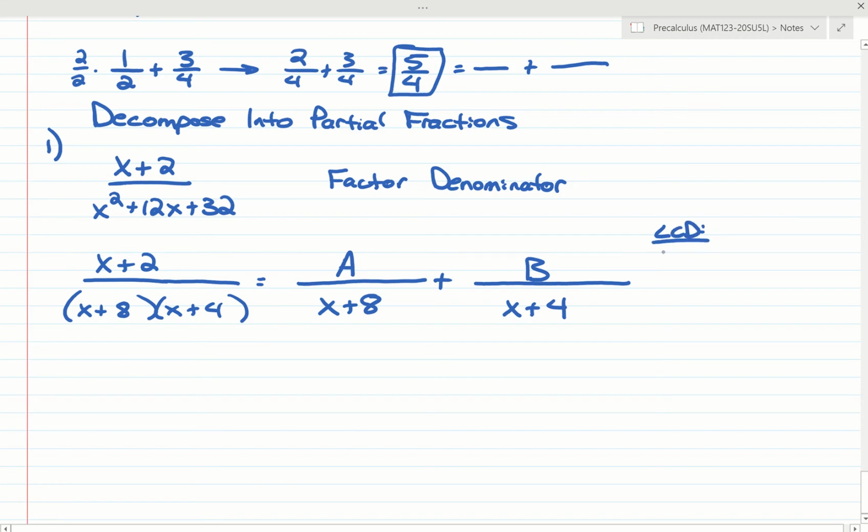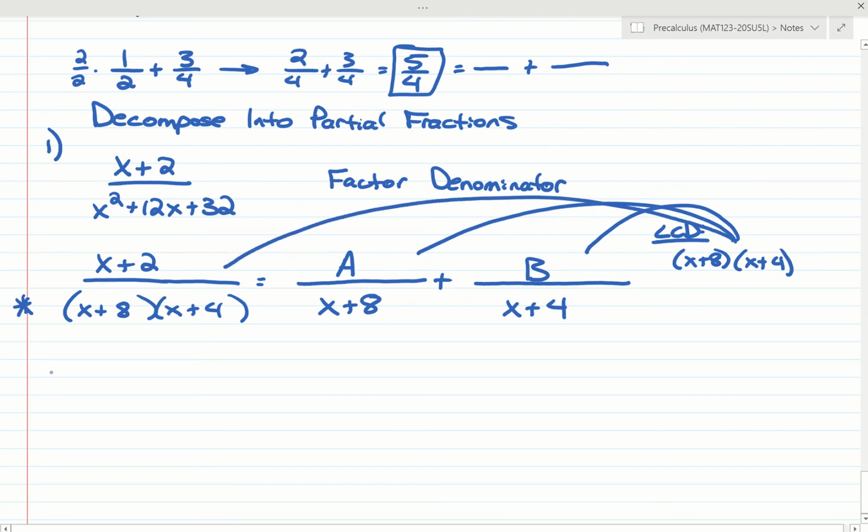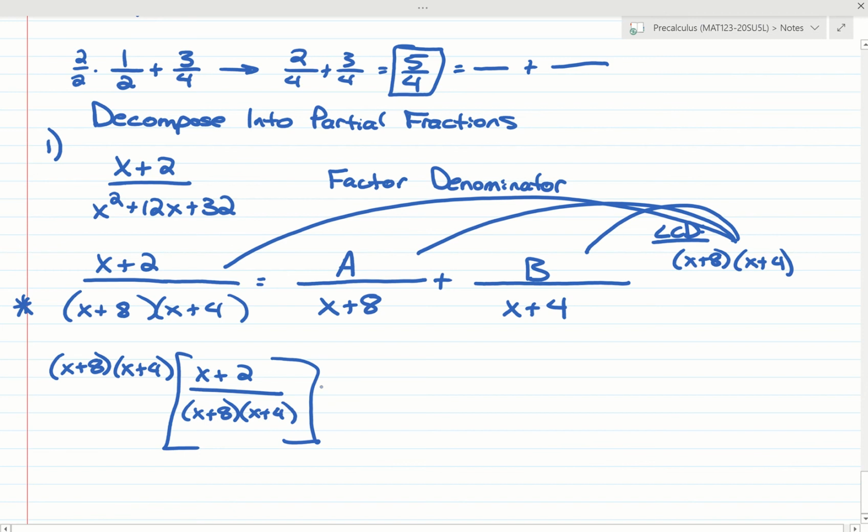I mean, at this point, we're going to multiply by our LCD. The LCD is always going to be what you factored, which was x plus 8 times x plus 4. So we're going to multiply each fraction by that LCD. That's a lot of writing, but it's not hard math. Watch. Just multiplying every single fraction by that LCD to cancel out our fractions.